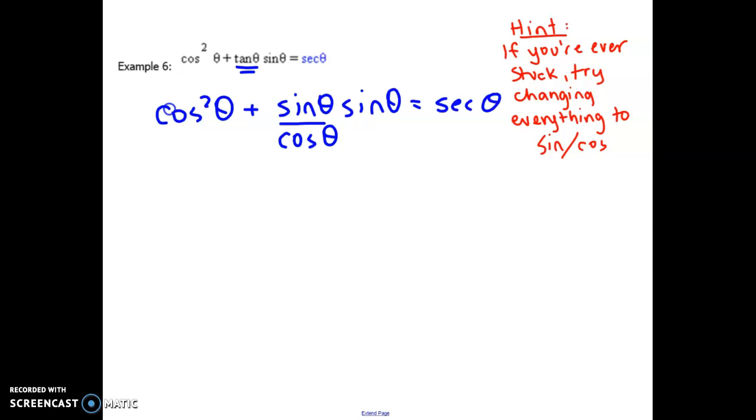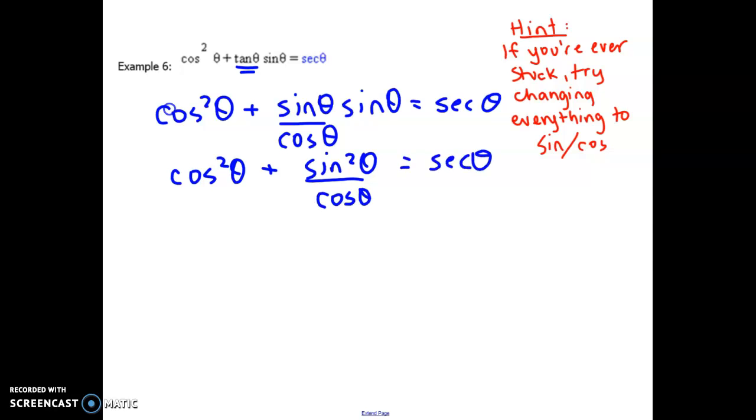Now, sine times sine, what does that give us? Sine squared, right? So we're going to get cos squared plus sine squared over cos. And that's going to equal secant. Okay. Now, I'm adding here, but I'm adding two fractions. What do you need if you add fractions? A common denominator, right. So I can't add these together unless I have a common denominator. So on this side, I'm actually going to multiply by cos over cos so that I have a common denominator so I can add them.